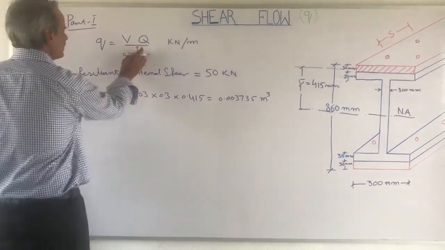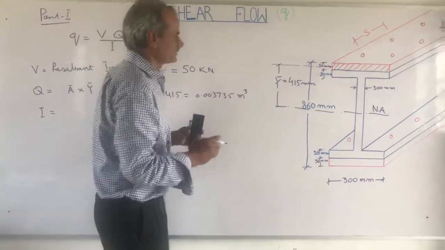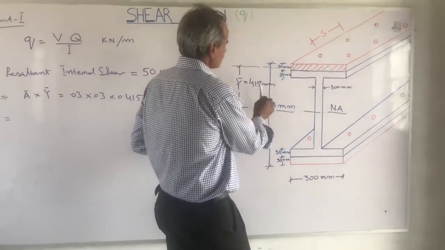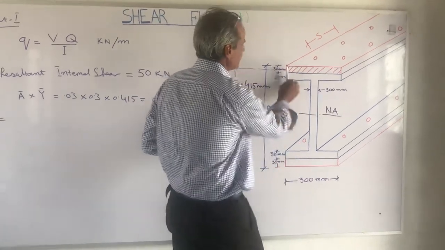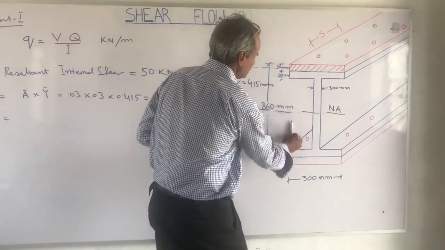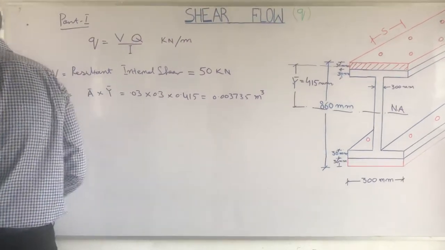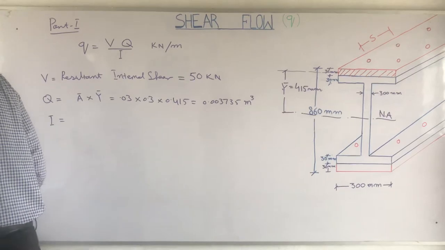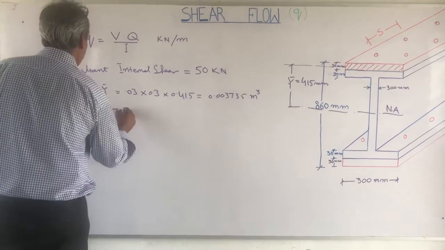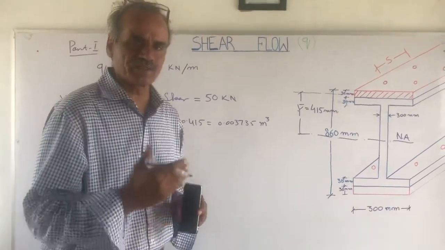Now the I, you are well conversant, is the second moment of area, and over here, in order to calculate the second moment of area of the complete section, that is the built-up section, if we take 860 millimeters as depth and 300 millimeters as width, then BD cube by 12 minus these empty portions, this one and this one, that will give us the second moment of inertia equal to 0.00679 meter raised to power 4. So these are all the values on the right hand side of the equation.